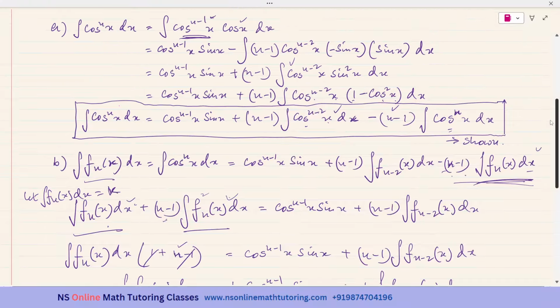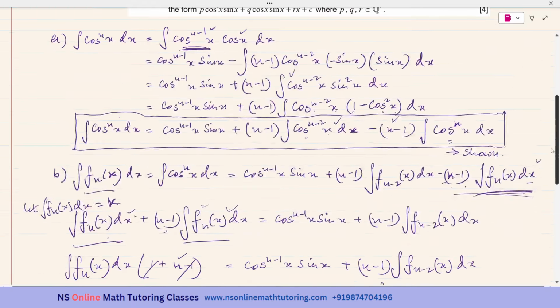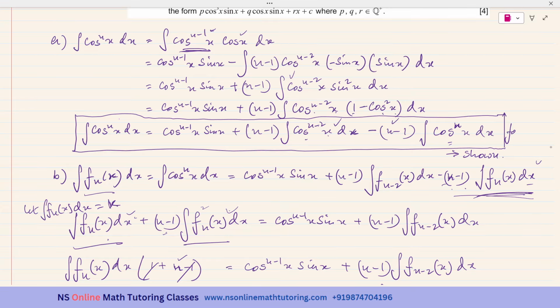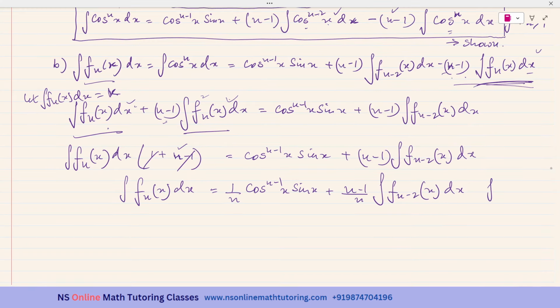So you see, 1 over n cos^(n minus 1) x times sin x plus n minus 1 over n, and this is for n greater than 1. So this is for n greater than 1, and this is also for n greater than 1.